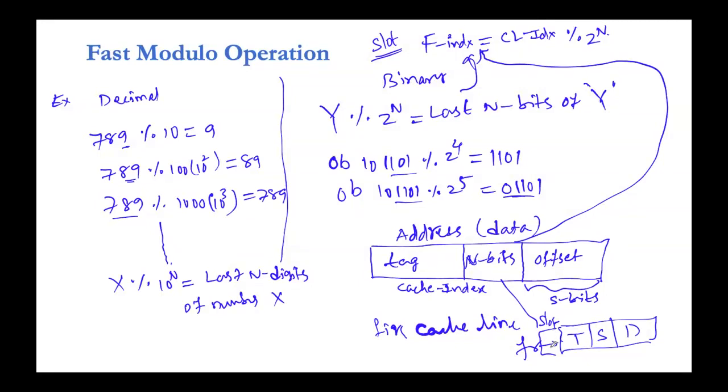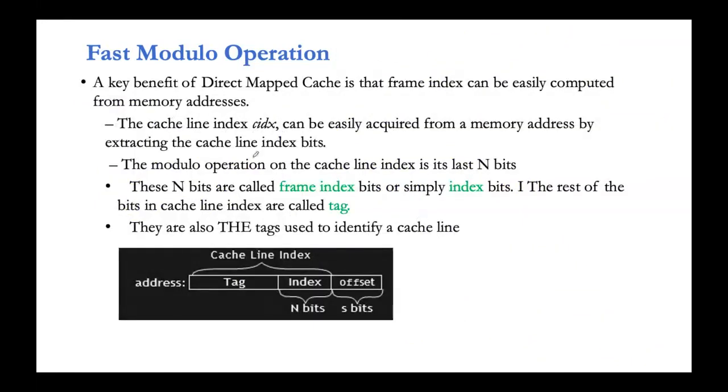After the slot is selected, the tag will go and take its place in the tag field, right? So from this, as just said, in the first modulo operation the last S bits are your offset, the lower n bits are for the frame indexing, and the remaining bits are used for the cache line tag.